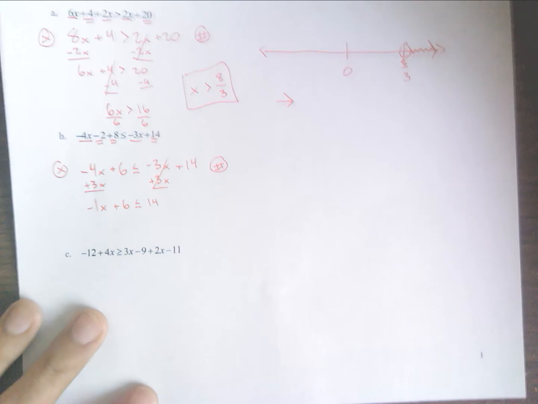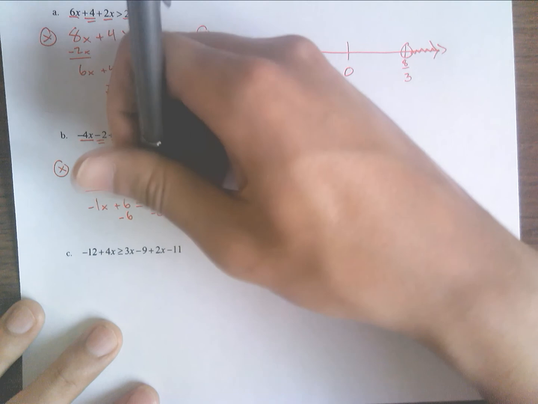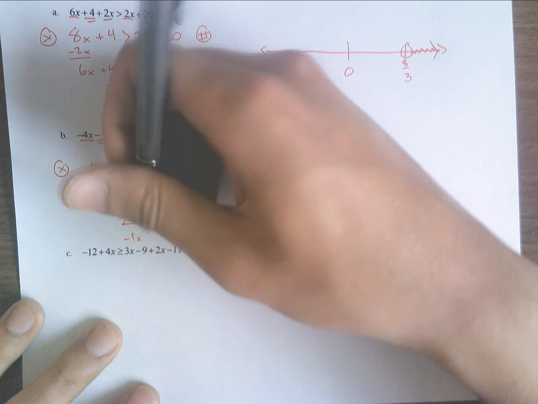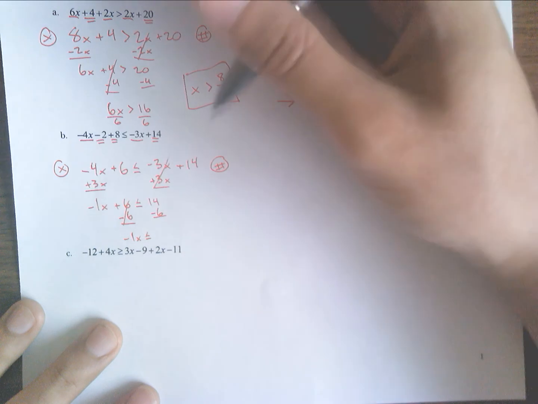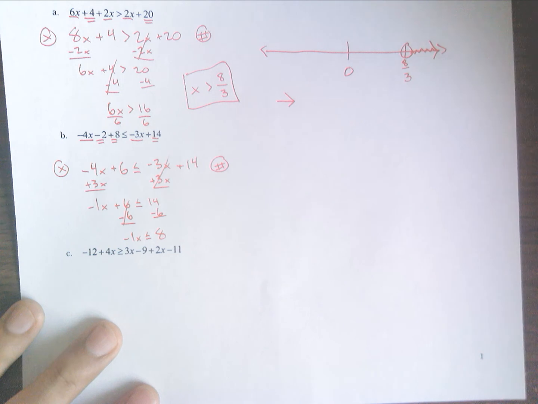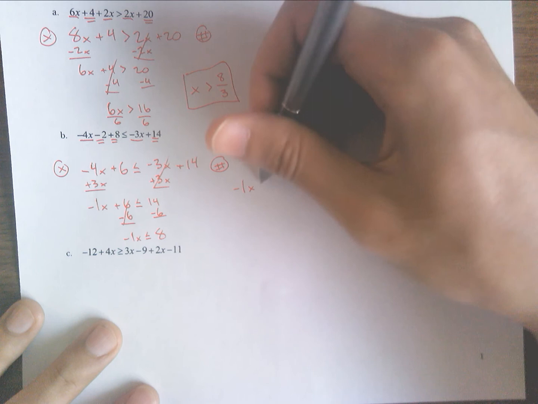All right, next up, we want to move our numbers to the right-hand side, so we'll subtract 6 from both sides. So we have negative 1x is less than or equal to 14 minus 6, which is 8. And I'm running out of space, so I'll rewrite the inequality over here. Negative 1x is less than or equal to 8.